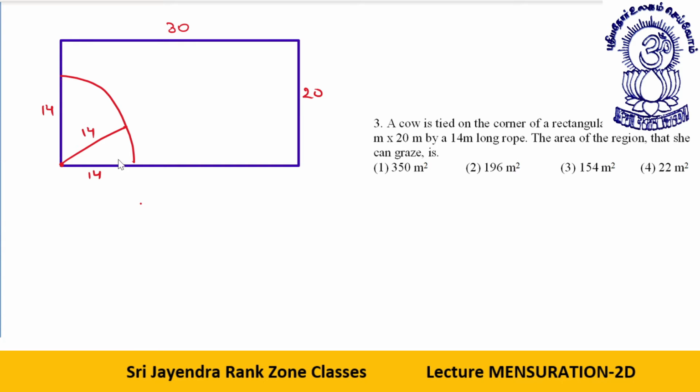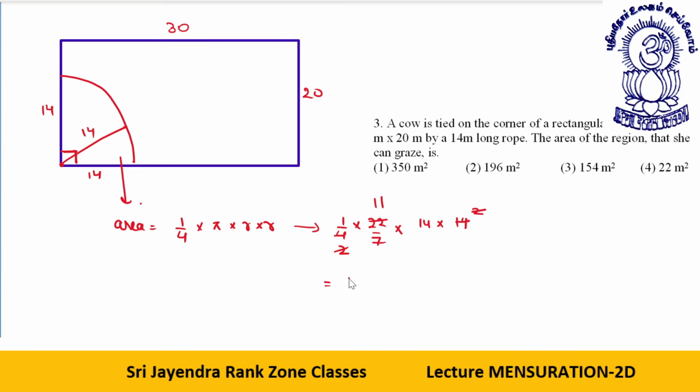So, what is the area? Area of this portion is 1 by 4. Why? This is a rectangular corner, so the angle of this sector is 90 degree. Into pi into r into r, this gives me 1 by 4 into 22 by 7 into 14 into 14. Okay, 7 and 14 cancel to give you a 2. 2 cancel with 4 to give you a 2. 2 cancel with 22 to give you a 11.